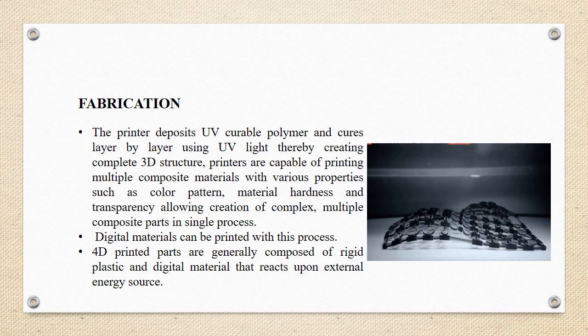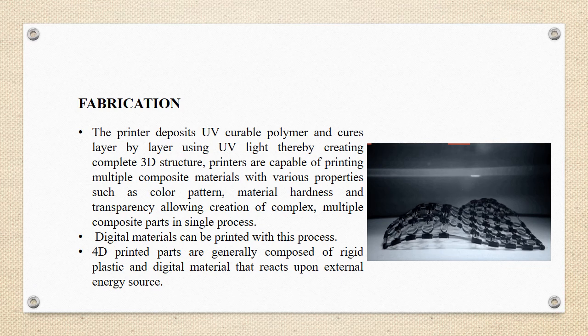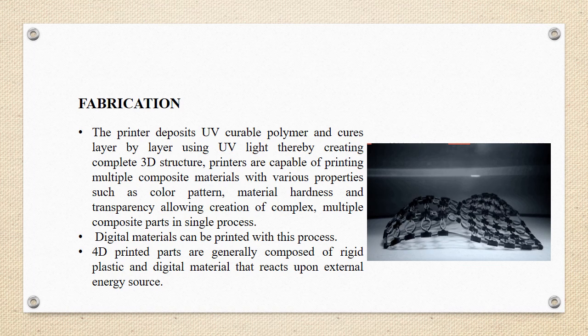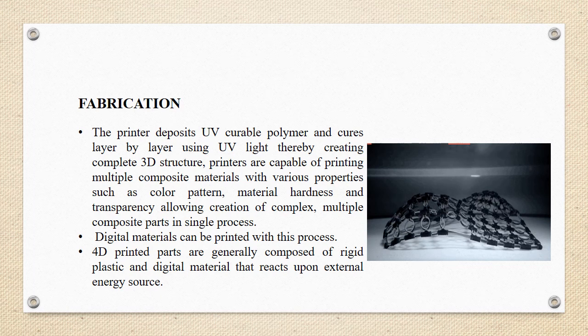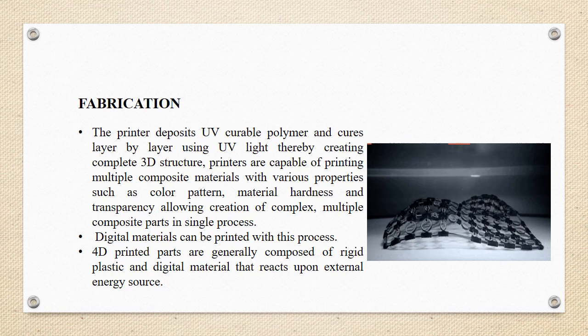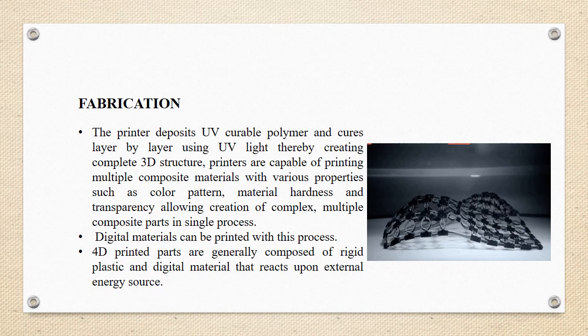Printers are capable of printing multiple composite materials with various properties such as color pattern, material hardness, and transparency, allowing creation of complex multiple composite parts in a single process. Digital materials can be printed with this process. 4D printed parts are generally composed of rigid plastic and digital material that react to external energy sources. Here, digital materials are smart materials.